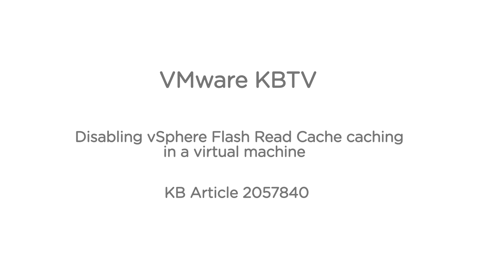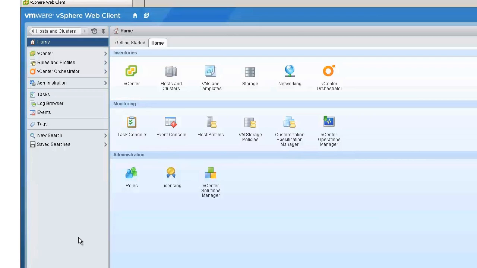In this video, we will look at disabling virtual flash read cache resources assigned to a virtual machine in vSphere 5.5. This video is based on VMware Knowledge Base article 2057840.